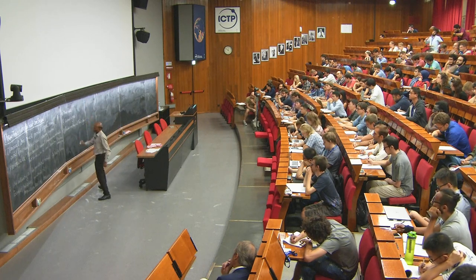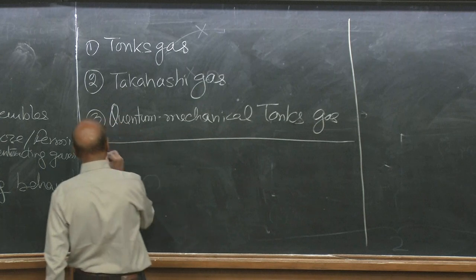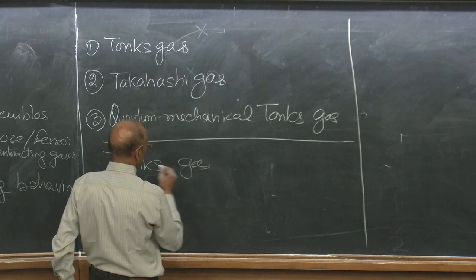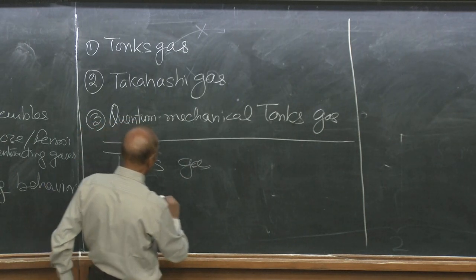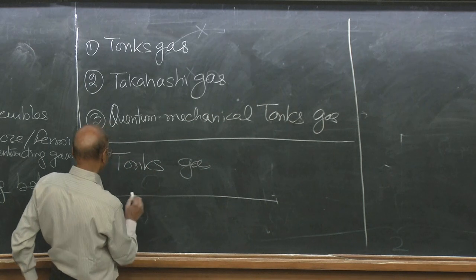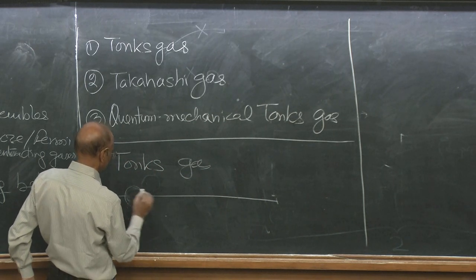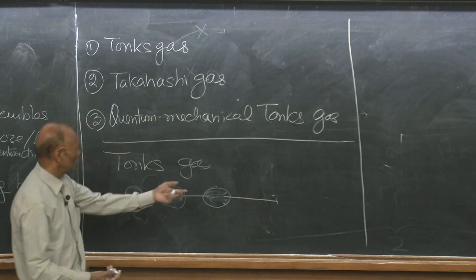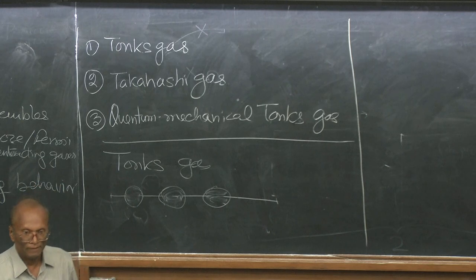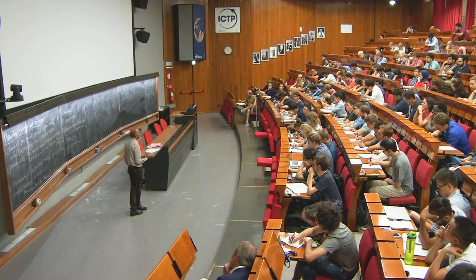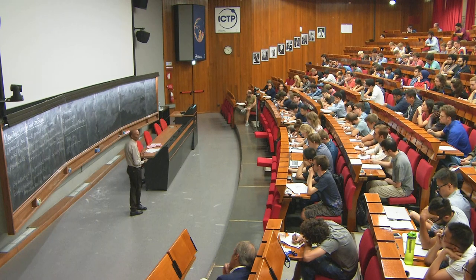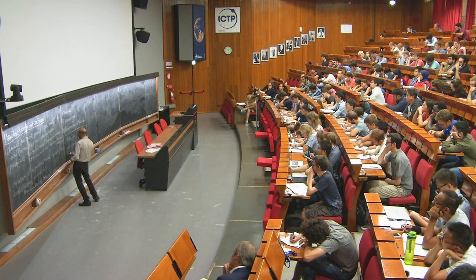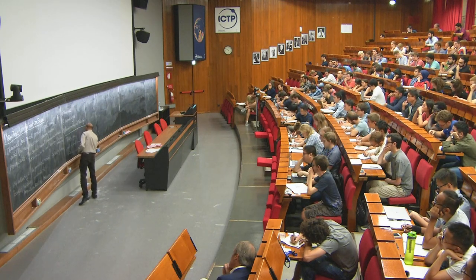Okay, so what's a Tonks gas? Tonks is, of course, a name of a scientist. The gas was already introduced earlier. You have a one-dimensional line, and you have hard spheres, and they move on the line, but they cannot cross each other. And we want to calculate the equilibrium statistical mechanics of this system. Okay, so this is sometimes represented like this, but I prefer a picture like this one.